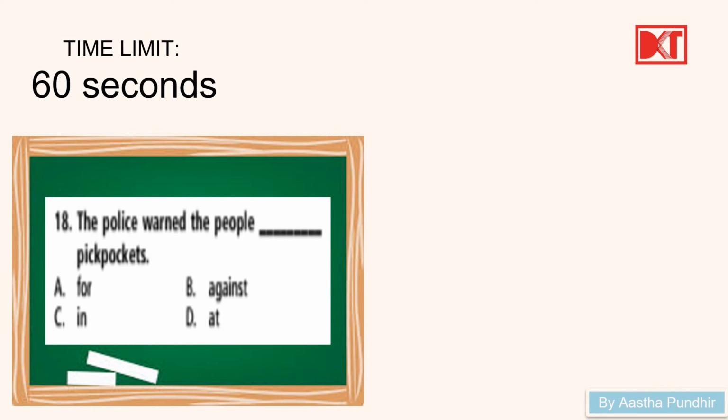Here the police warn the people dash pickpockets. A for pickpockets, B against pickpockets, C in pickpockets, or D at pickpockets. Here the correct answer is B, against pickpockets. Now against pickpockets, here against is used because we are trying to say certain prevention. Alright, so prevention against whom? Against pickpockets. Then we have for is for purpose. In can be used for an undefined time, location or shape, colors, etc. At for a particular place or time.